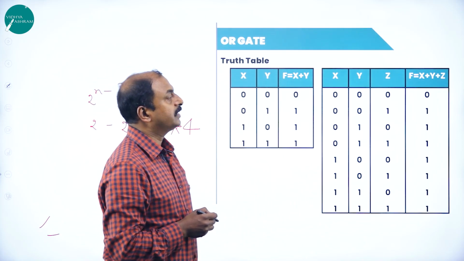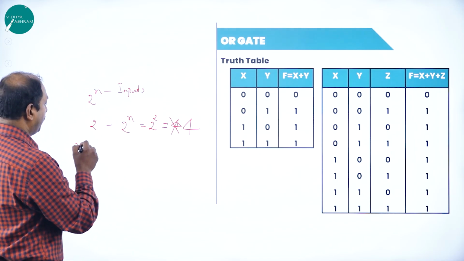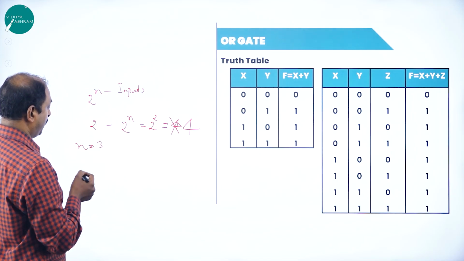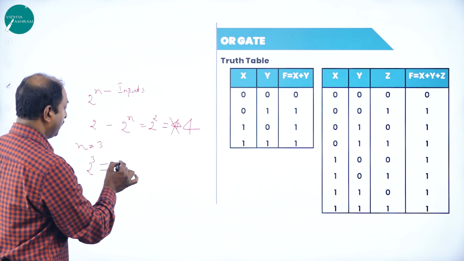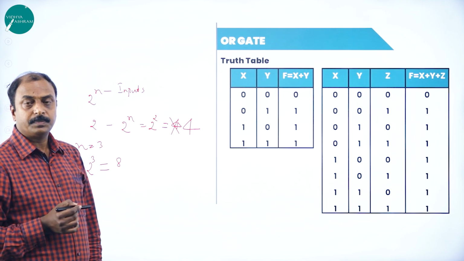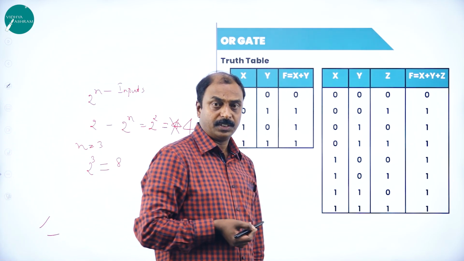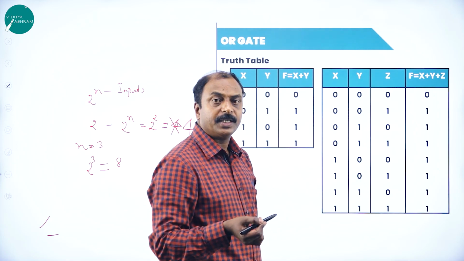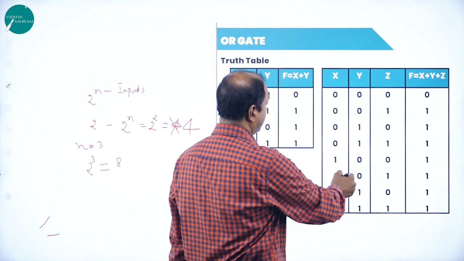Now let us see the different combinations. Here in this example, there are 3 variables, n equals 3. That is 2 to the power of 3, which equals 8. So it is possible to have 8 different combinations of 3 input signals. Which are those 8 combinations? See, these are 1, 2, 3, 4, 5, 6, 7, 8.